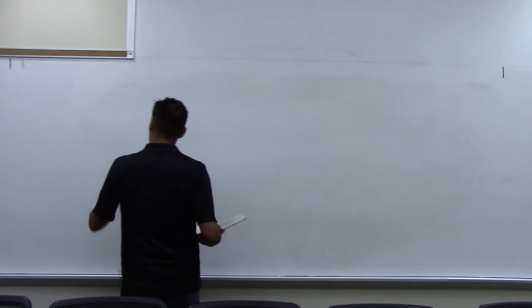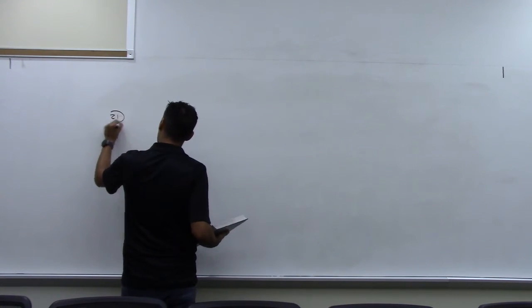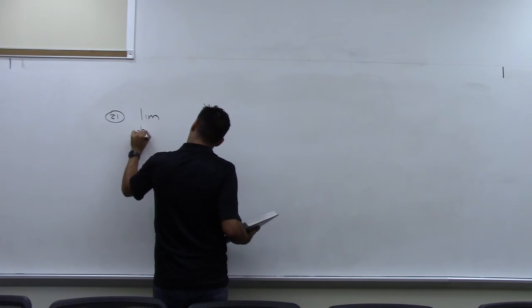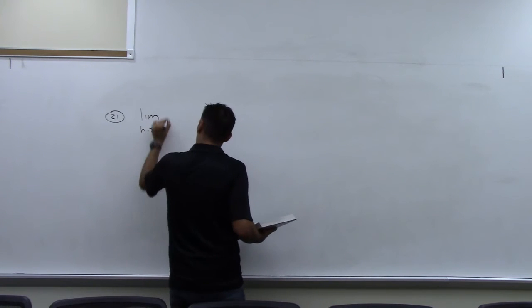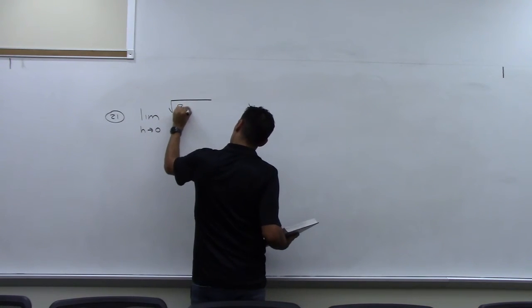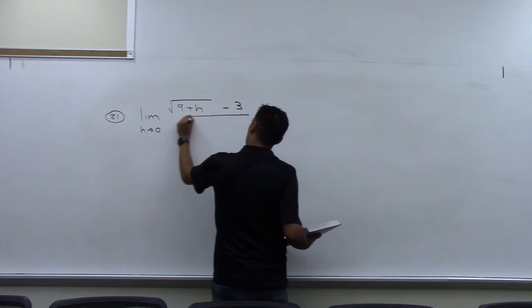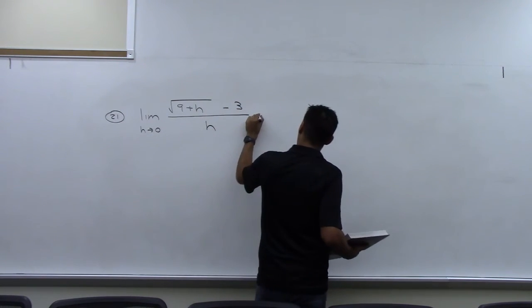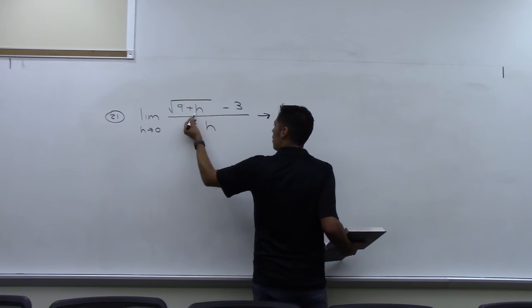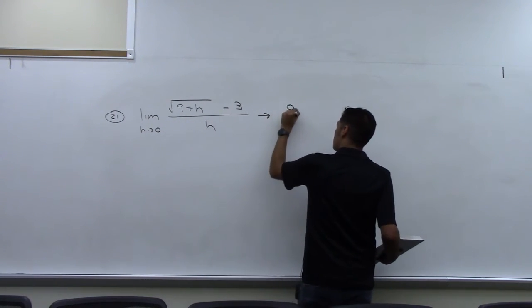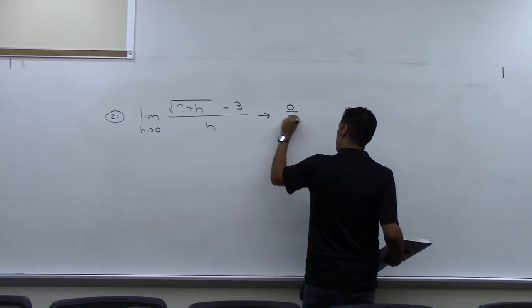Ooh, 21. Okay, now we get some interesting stuff. Limit as h goes to 0 of square root of 9 plus h, and then we have minus 3 out here, and then over h. So check it real quick. If h is 0, this is just 9. Square root of 9 is 3. 3 minus 3 is 0. So we get 0 on top, and then, of course, replace that with 0, you get 0.